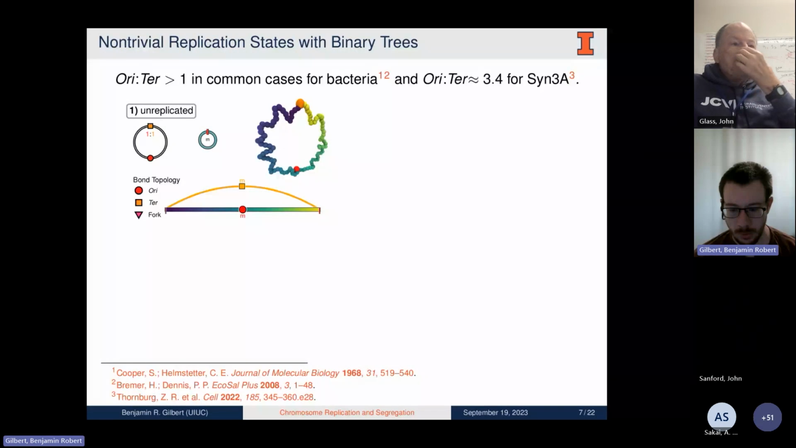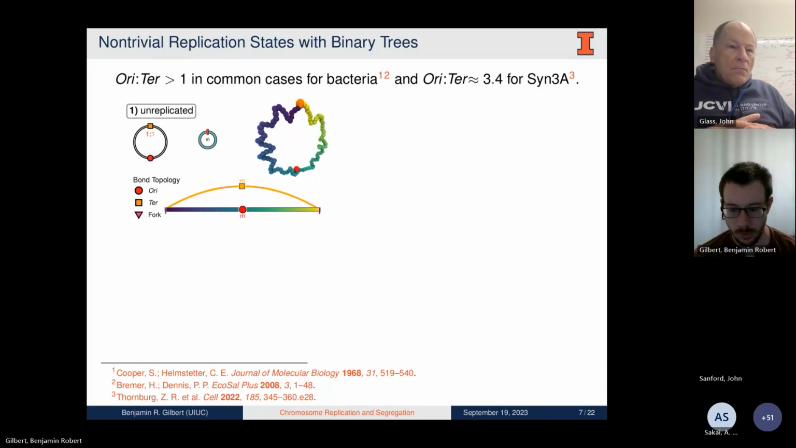To start with the non-trivial replication states, these are generally characterized by the ratio of the number of origins to the number of termini, where the origin is the origin of replication. This is greater than 1 in most cases for bacteria, and in syn3A it's around 3.4. To represent all these, we use this binary tree model, which I'll explain now.